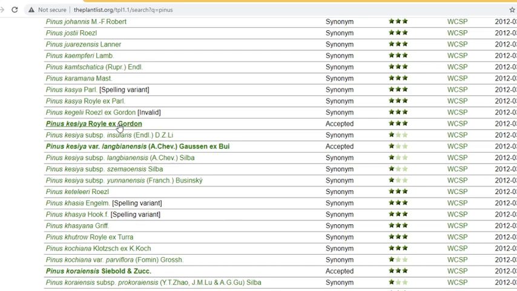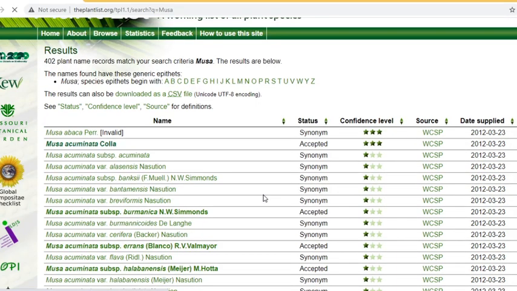Right, now let us try to look for another genus or species, say banana, Musa species. Okay, now we'll look for Musa. What is the scientific name of banana? We always say that it is Musa paradisiaca, isn't it? Musa paradisiaca. But let us see whether Musa paradisiaca is an accepted name, or it is a rejected name, or it is an invalid name. Now look at this.